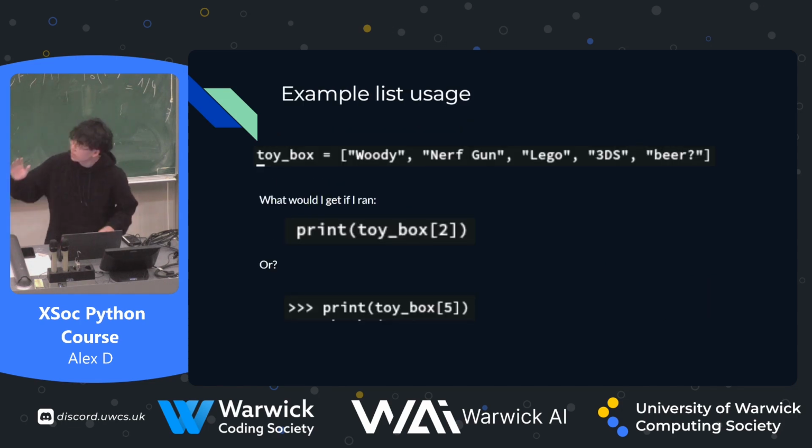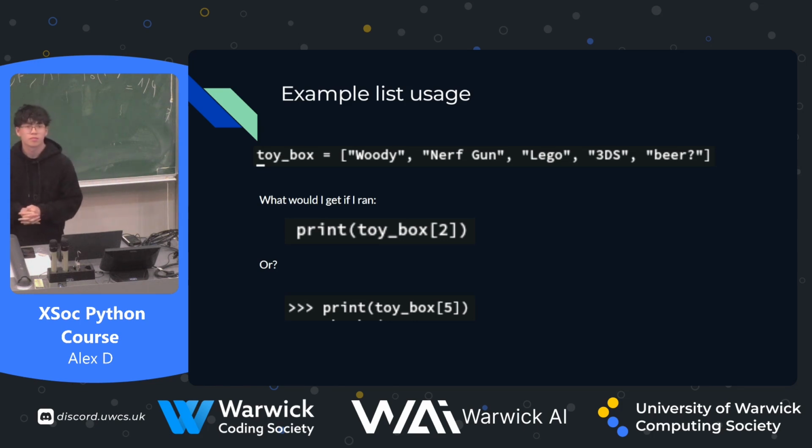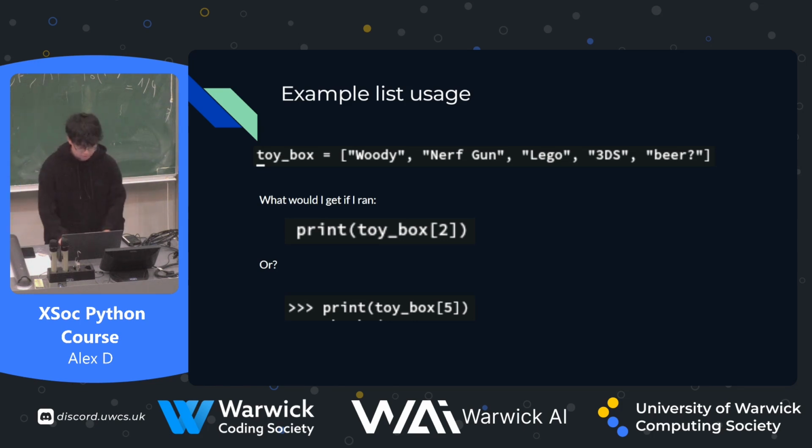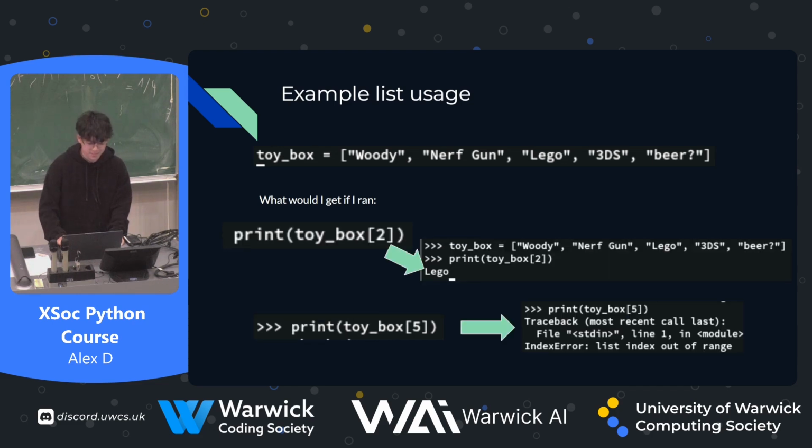You can see what we have here is a list of strings of just random toys that I picked. What would you guys think would happen if we ran print toy box 2? And what do you think about print toy box 5? Error. Yes, it would be an error. Why? Yes, that is correct. So that's the example of what we have here.